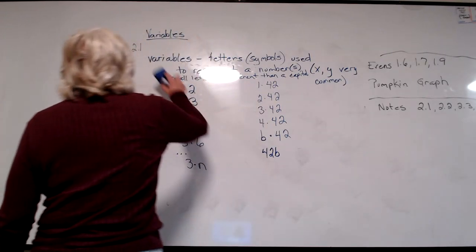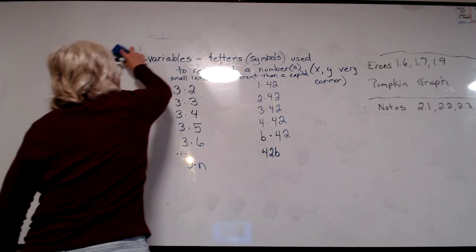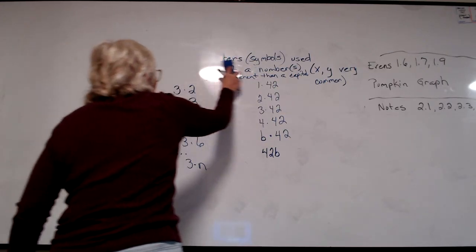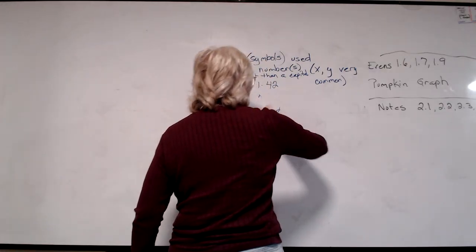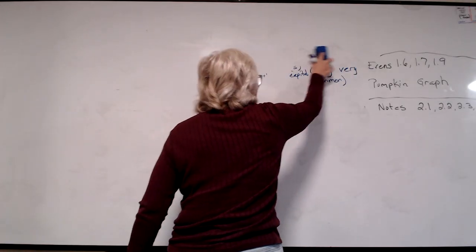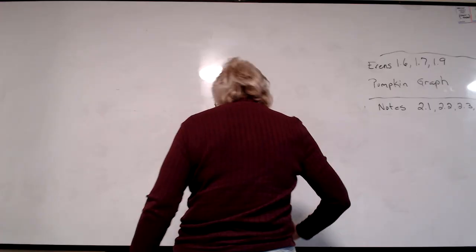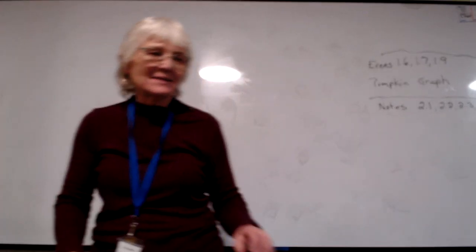Okay, so that is basically what you're looking at in 2-1. That's the whole thing for 2-1. We're just using variables to represent patterns. Variables are letters. I kind of gave you a hint on some of the letters.